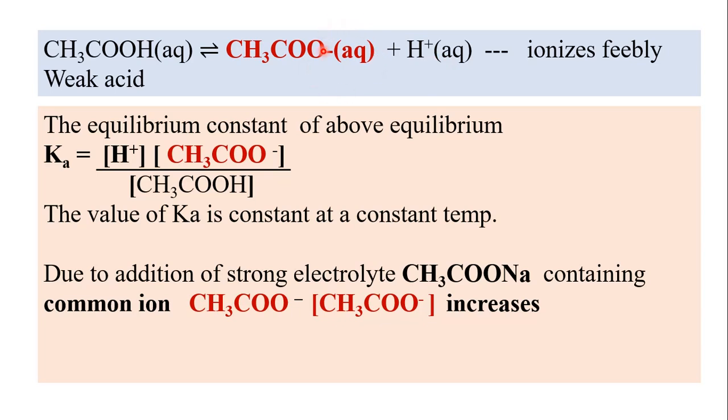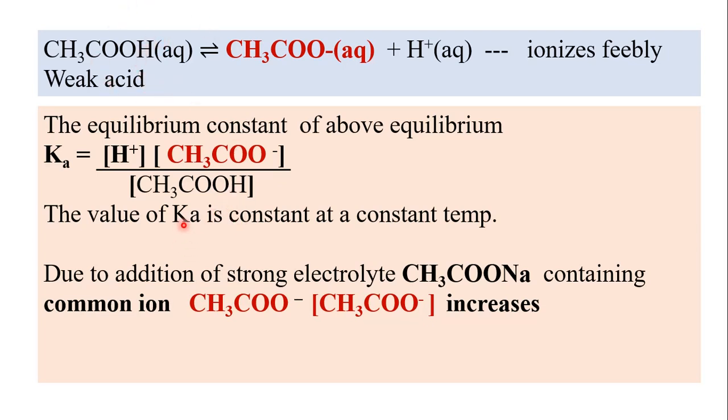So applying law of mass action to this equilibrium reaction, we get equilibrium constant. And as it is a weak acid, the equilibrium constant is called as what? Dissociation constant of weak acid, and it is denoted by Ka. So Ka for this particular reaction is equal to concentration of hydrogen ion into concentration of acetate ion divided by concentration of acetic acid molecule.